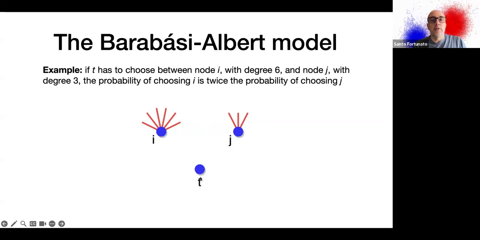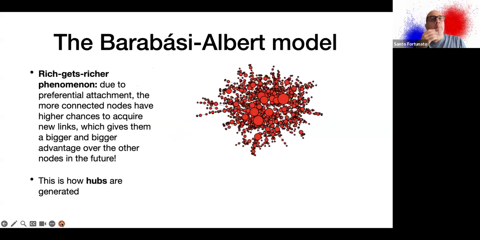Specifically, in this case, if the new node is T and it has to choose whether to become a neighbor of I or J, I will have twice the probability of J to be selected because it has twice the number of neighbors of J, 6 versus 3. If you were in the Erdős-Rényi or Gilbert model instead, T could choose I and J with the same probability. But we don't have hubs in that case. Whereas in this case, because of this rich-get-richer phenomenon, the more connected nodes have a higher chance to acquire new links, which gives them a bigger advantage over the other nodes. This is exactly what generates the hubs.